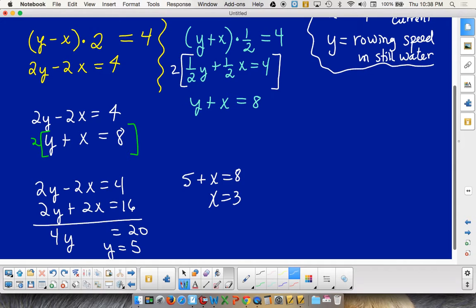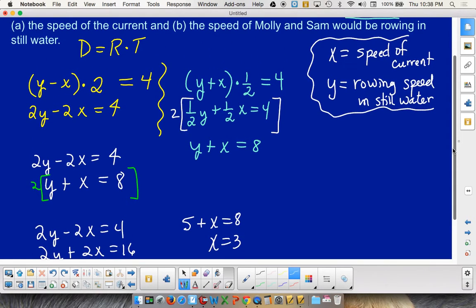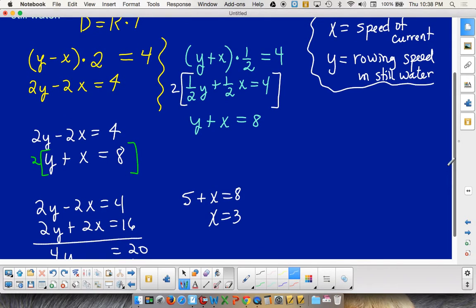Now, you need to write your final answer in a form somebody understands. So what do those numbers mean? Well, that's another reason why we defined up here what x represents and what y represents. x is the speed of the current. So yes, I've just discovered the speed of the current is 3, and we were doing miles an hour, so 3 miles per hour. And how fast were they rowing?